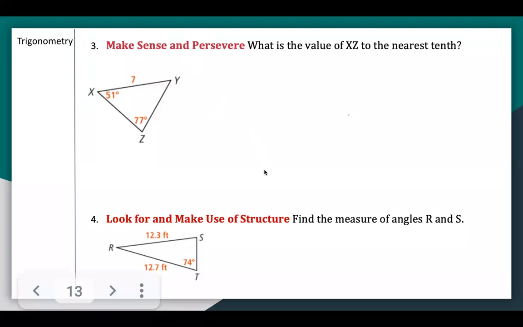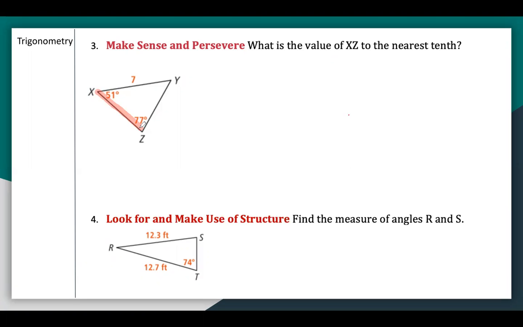All right, pause the video if you haven't already, and then try question 3 and 4. All right, taking a look at this. Question number 3 asks us to find the side length for XZ. Find the length of XZ.